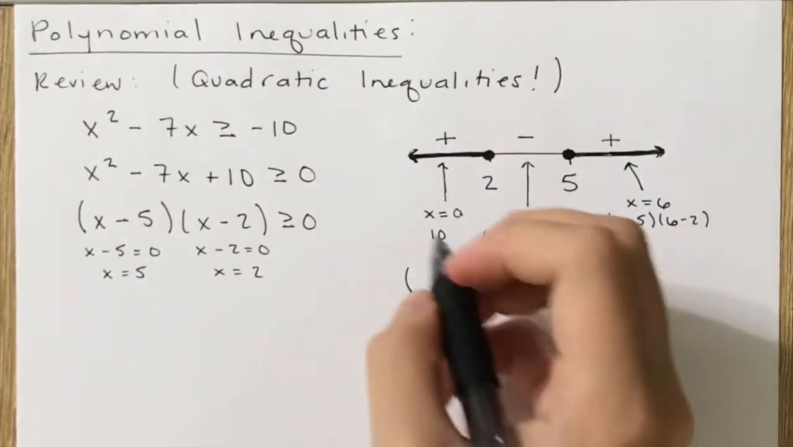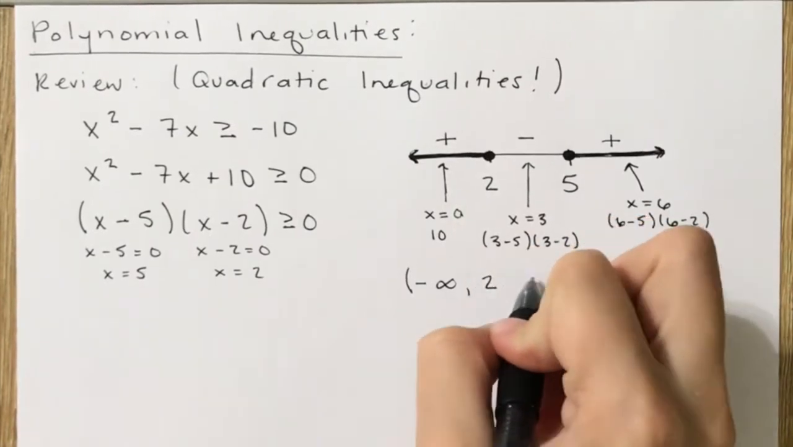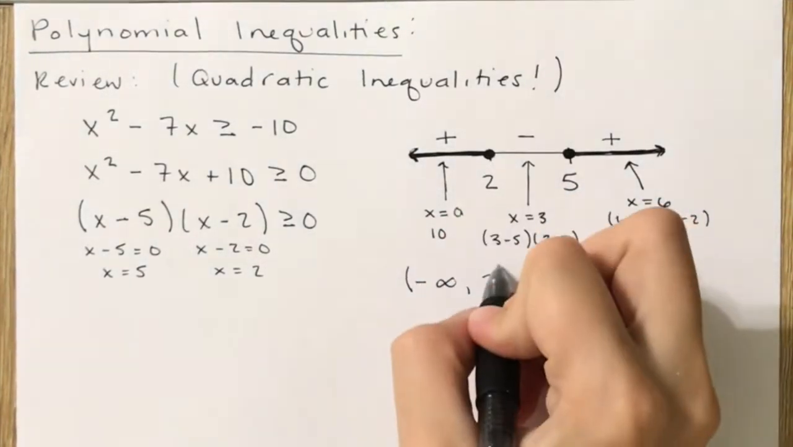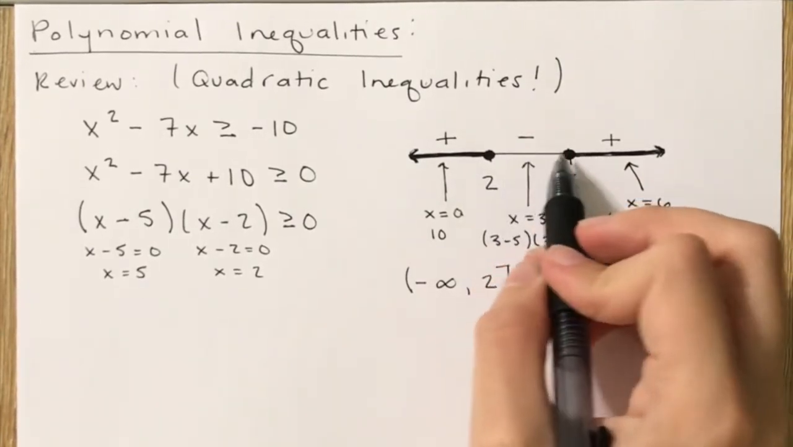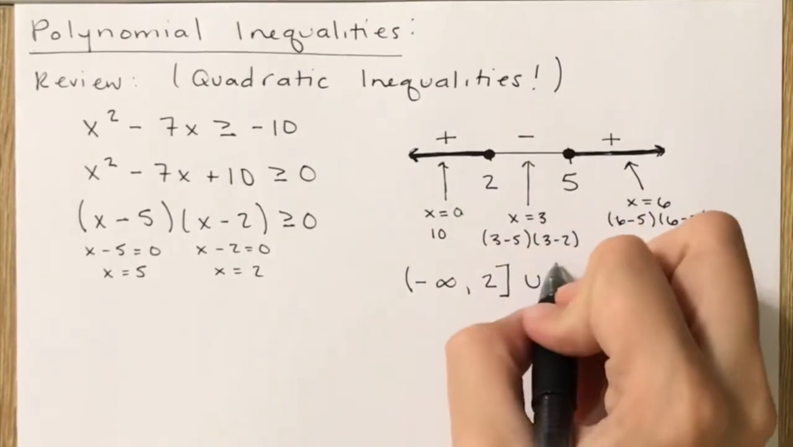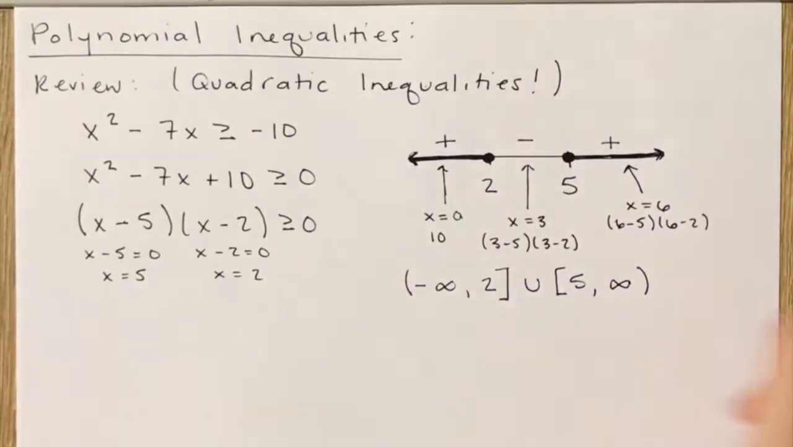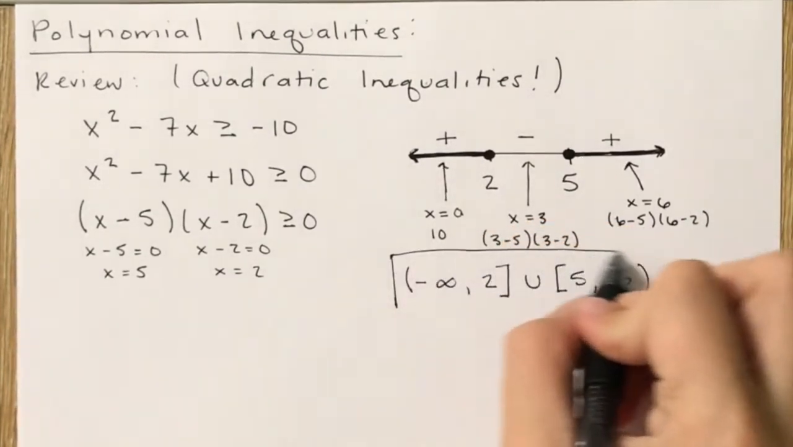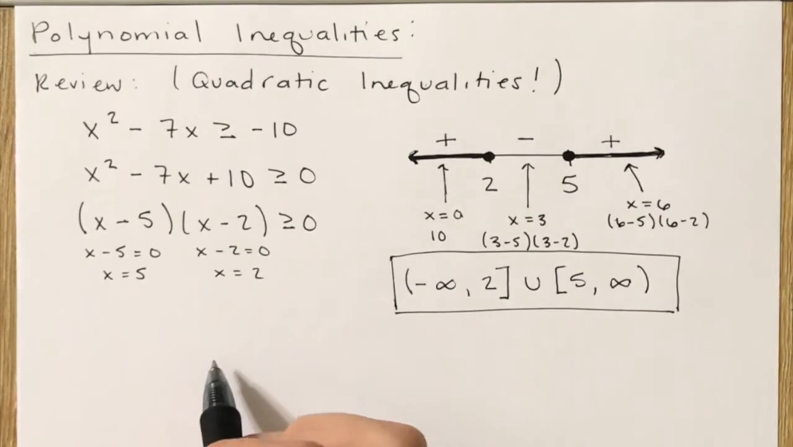Let's go ahead and write it in interval notation. We're starting at negative infinity, continuing all the way to 2, including 2, taking this short break, right, because it's negative here, then starting up again at 5, and then continuing all the way to infinity. That's the answer. So that's a quick refresher on quadratic inequalities.